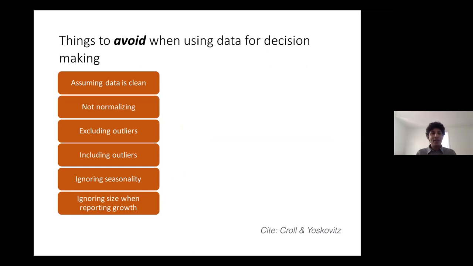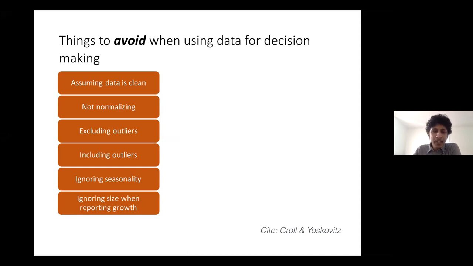Okay, so I want to talk at the onset about a few quick things to avoid when you're using data in general for decision-making. This can be common to entrepreneurs, data scientists, and data analysts, or whoever uses data. So here are some pitfalls: assuming that data is clean, not normalizing, excluding outliers, including outliers, and I'll get to why there are both sides of it in a minute, ignoring seasonality, and ignoring size when you report growth.